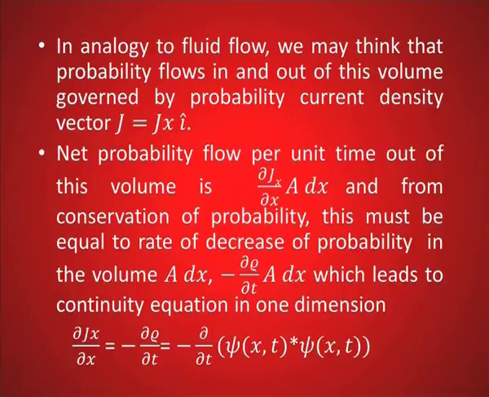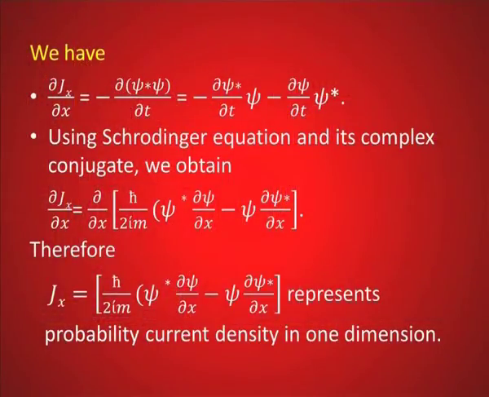This simple consideration leads us to the continuity equation in one dimension, that is ∂j_x/∂x is equal to minus ∂ρ/∂t, which is minus ∂/∂t of ψ*ψ. Now, we also have the Schrodinger equation, and if we use these equations and its complex conjugate, it is easy to show that ∂j_x/∂x satisfies the second equation that you see on the slide. Then you define a term j x, which is h bar upon 2 i m times (ψ* ∂ψ/∂x minus ψ ∂ψ*/∂x), and this represents the probability current density in one dimension.